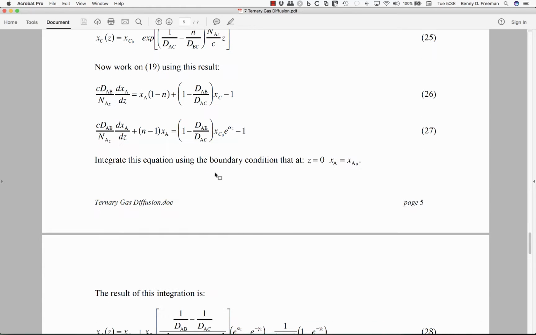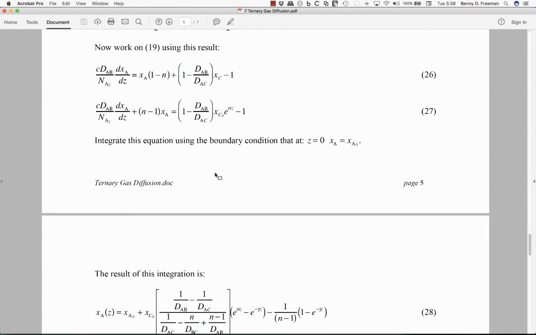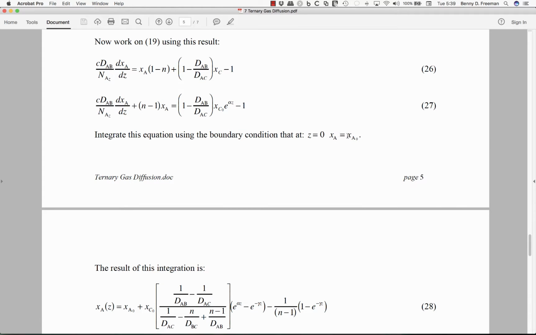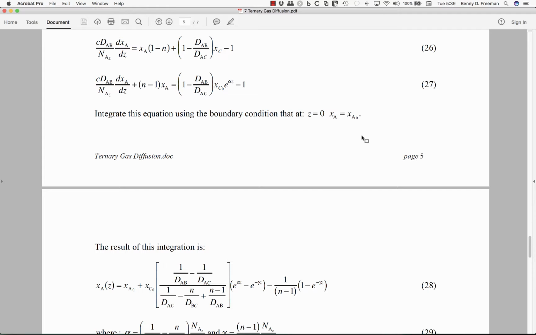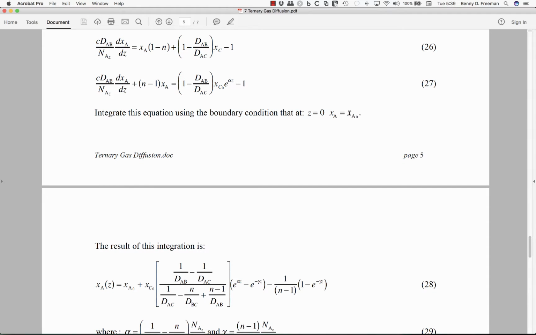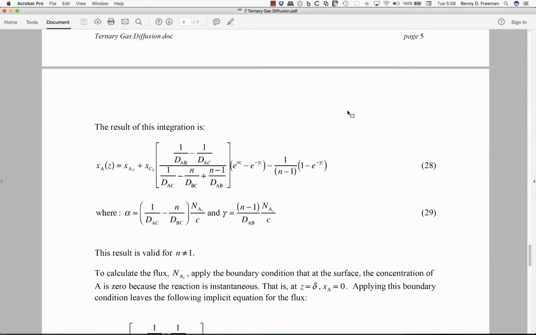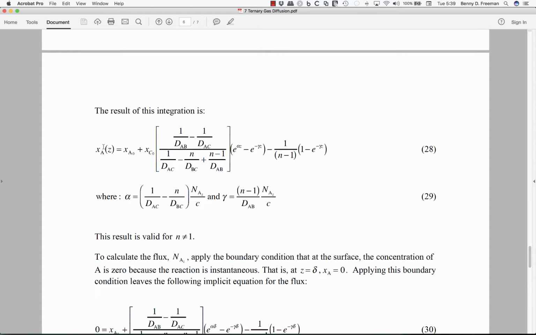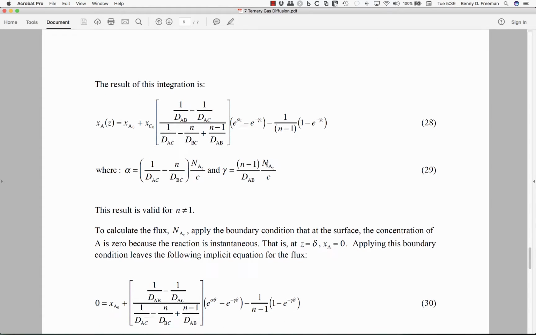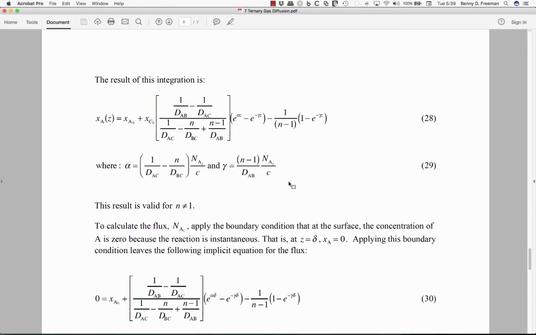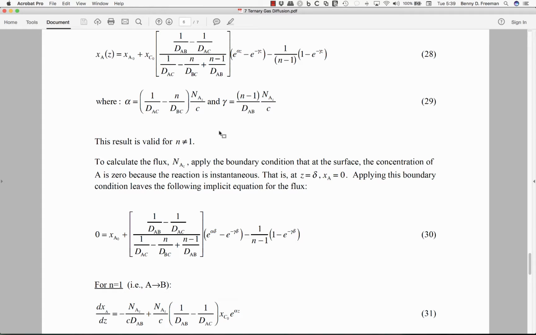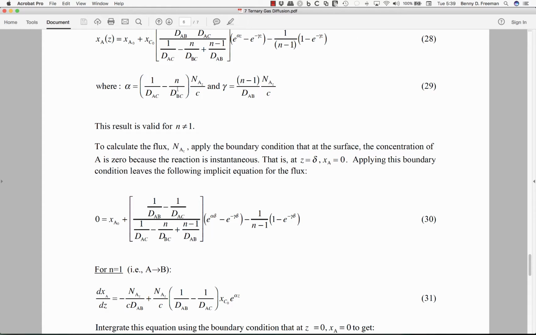to integrate the equation with the boundary condition that at z equals 0, the concentration of A, or the mole fraction of A, is equal to its value in the bulk stream surrounding this catalytic surface. And the results of the integration are shown here. I'm not going to belabor this. There's some algebra that goes into it, but you can see hopefully how this goes.